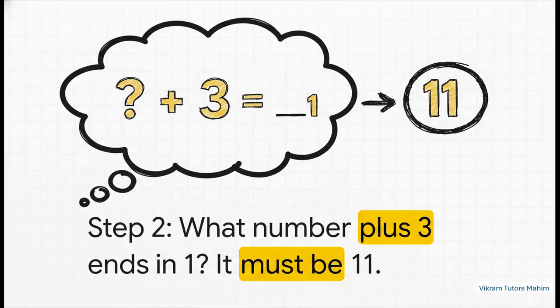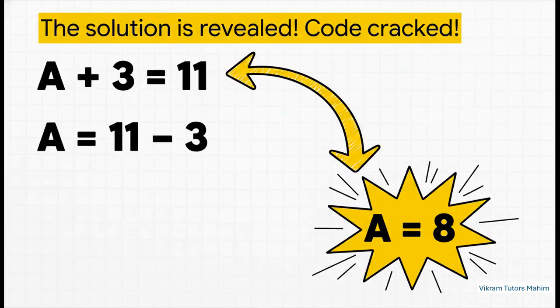So let's just think about that for a second. What single digit can you add to 3 to get a result that ends in 1? Well, the sum can't be just 1, right? Because that would make a negative number, which isn't allowed. So the only other possibility is that the sum must be 11. And boom, there it is. If a plus 3 equals 11, then a little bit of simple subtraction tells us that a has to be 8. And just like that, we've used nothing but logic to crack the first part of the code.